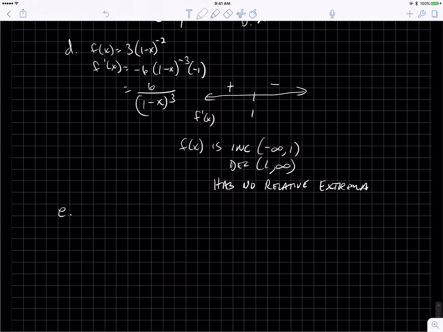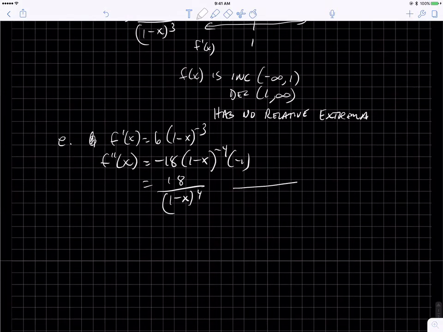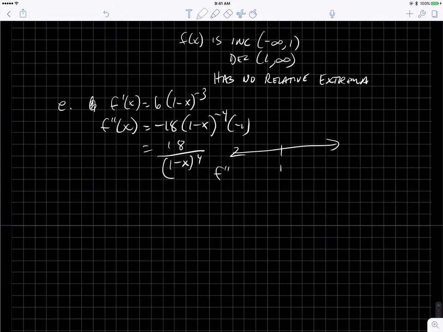E is the second derivative test. Oh, sorry, I need the second derivative first. So I'm going to use that 6 times (1 minus x) to the negative 3 form. Take the second derivative, get negative 18 times (1 minus x) to the negative 4 times negative 1. I get 18 over (1 minus x) to the 4th. The critical number is, again, 1. So I've got to test that out.